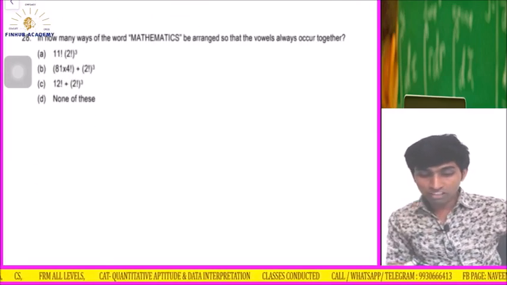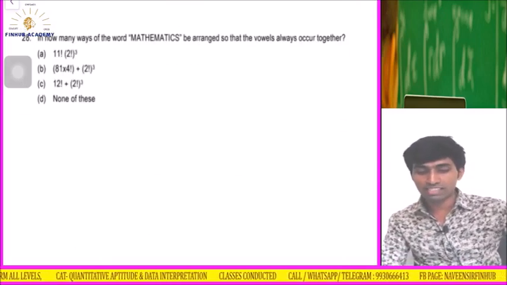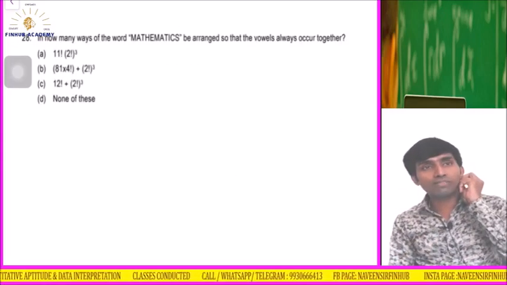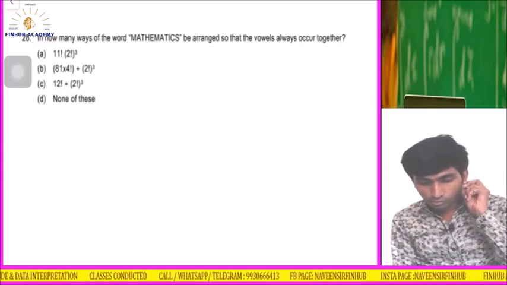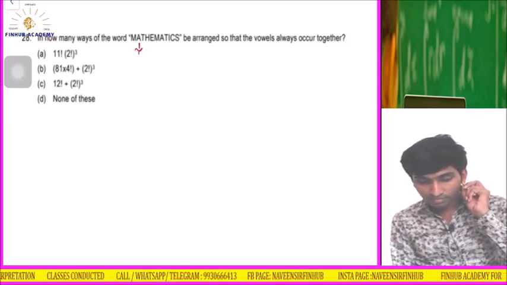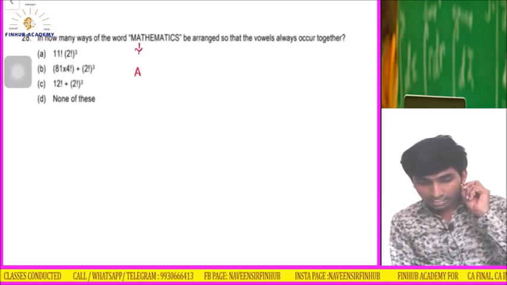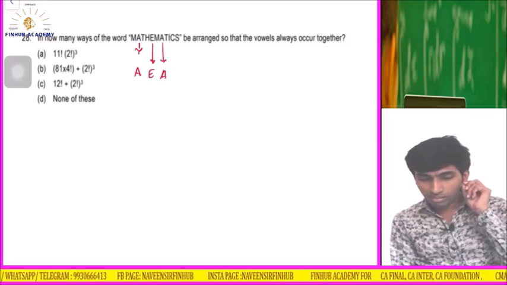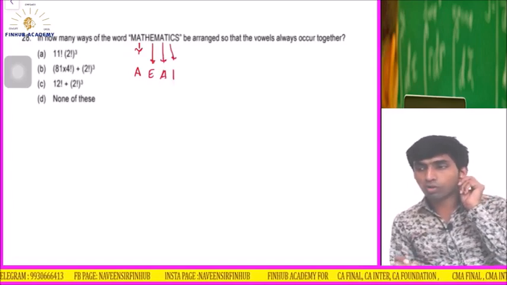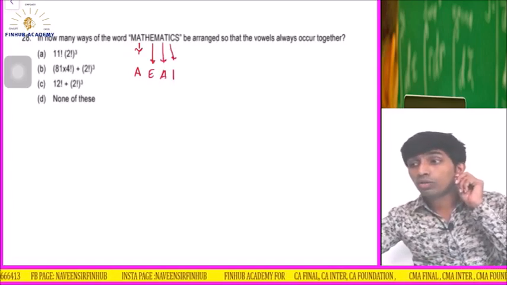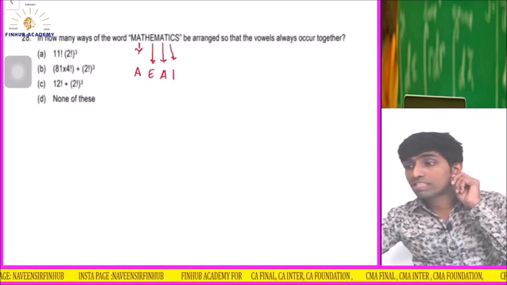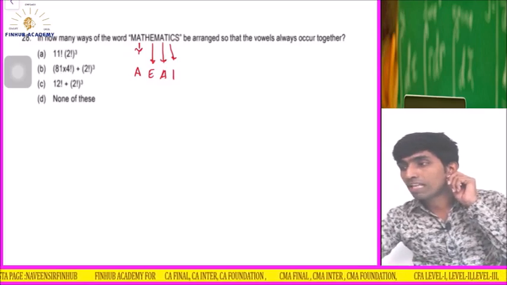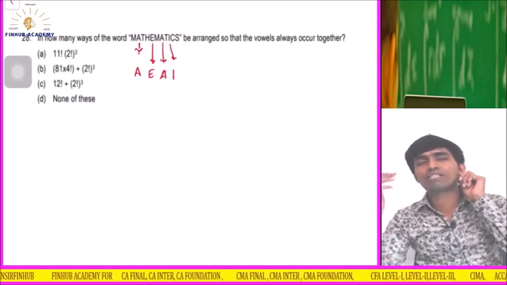In how many ways can the word MATHEMATICS be arranged so that the vowels always occur together? If you remember, wherever there was a restriction like vowels needing to be together, first I will take all the vowels together. A is one vowel, E is another vowel, A again is repeated, so it's a repetition sum, and I is another vowel. So there are 4 vowels which I need to keep together, and A is getting repeated twice. So I will apply that special formula.